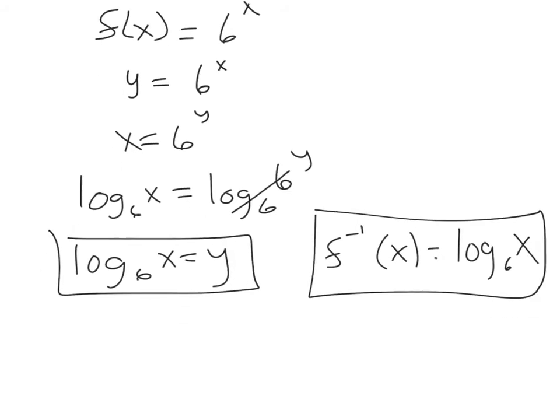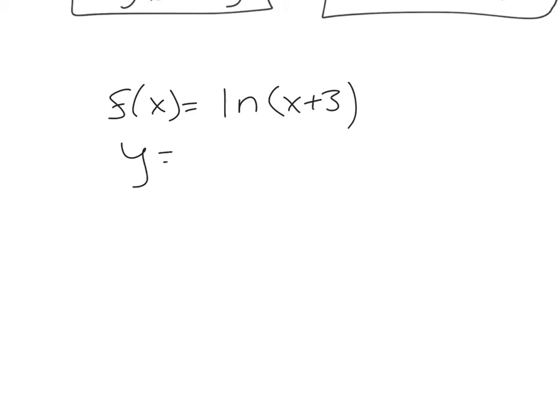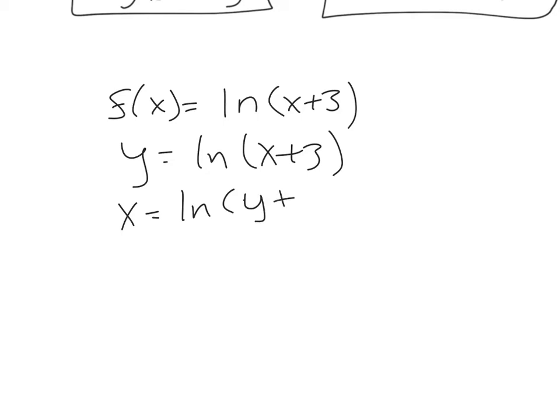Now, let's take a look at a natural log and how we do that one. So we've got f of x is equal to the ln of x plus 3. Once again, we switch it to y. And then we swap the x and the y. Now, of course, this is arguably some steps you may want to just simplify and move on to. You can definitely do that. I'm just showing everything in detail.